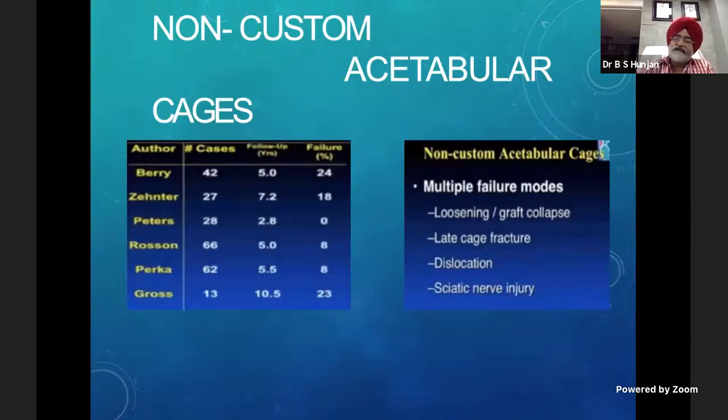Now, the next thing is non-custom acetabular cages. This has been studied by many people, and multiple failures have been encountered.